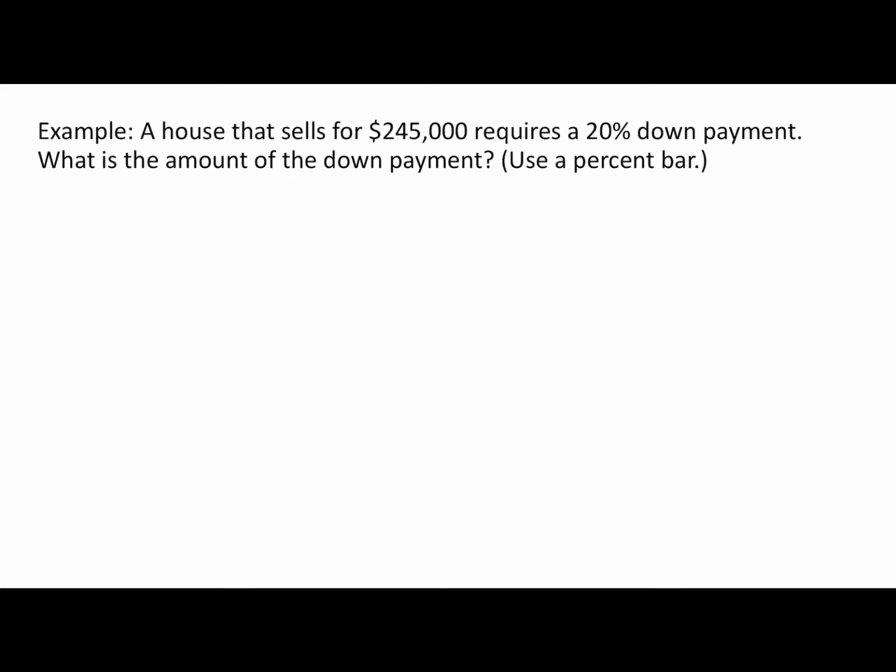And the first one here has to do with a house. So a house that sells for $245,000 requires a 20% down payment. What's the amount of the down payment? And we want to use a percent bar. So the idea with the percent bar is I'm going to draw this bar, and it represents the whole price. So on the bottom, I'm going to do my percents, and on the top I'm going to do my price.